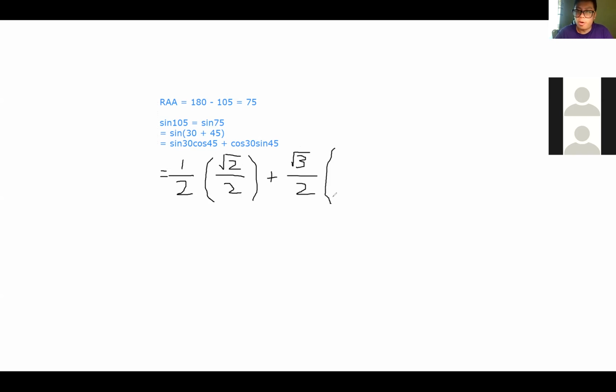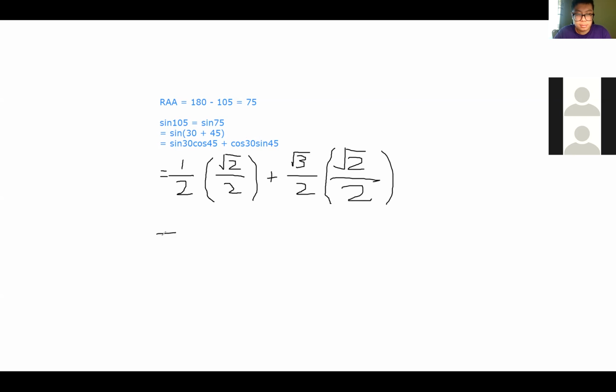Oh yeah, in the homework that I give you, I already typed out the exact values for the special trig ratios. So you can just refer to that section of the homework if you forget what the ratios are equal to. But now let's finish up this question.